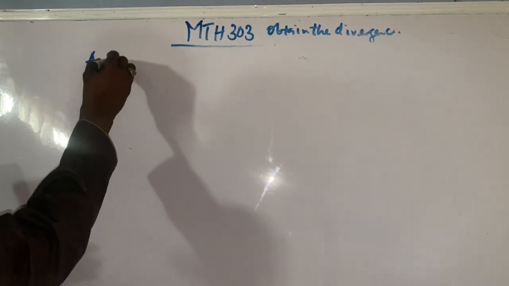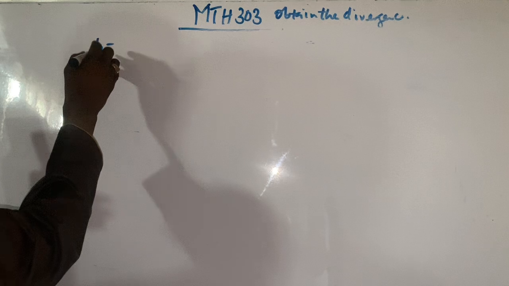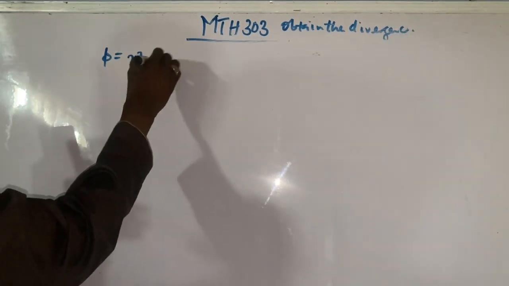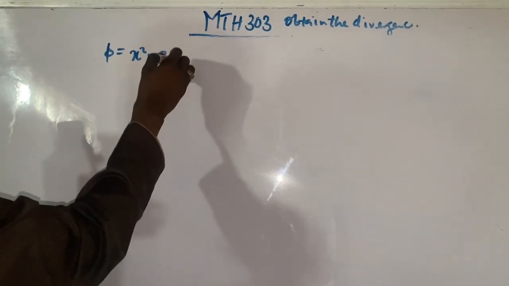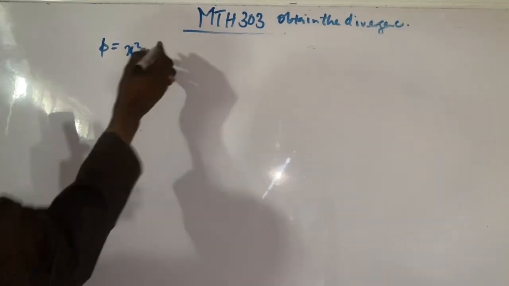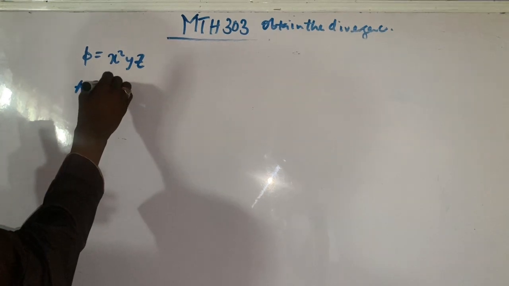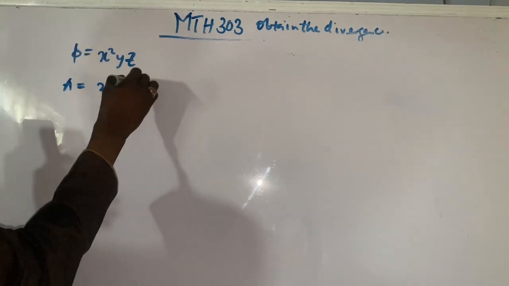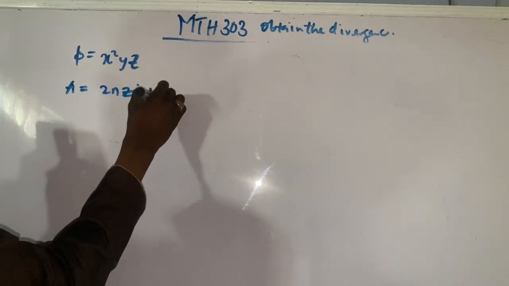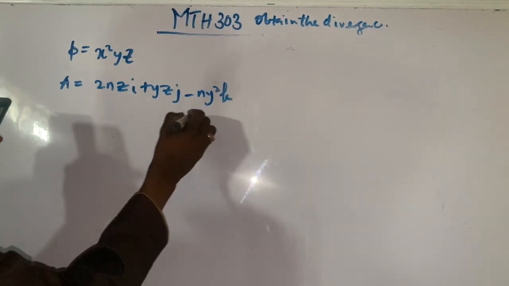Our A is equal to... okay, they've not used A in this place, they're using phi. Phi is equal to x squared yz. This question says phi equals x squared yz, and A equals 2xzi plus yzj minus xy squared k.